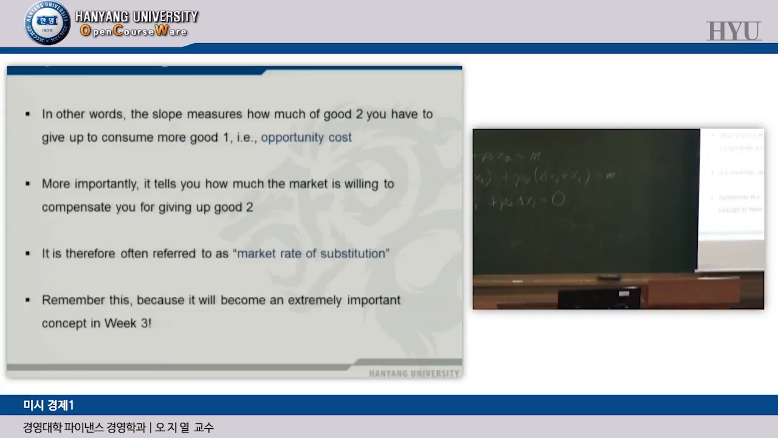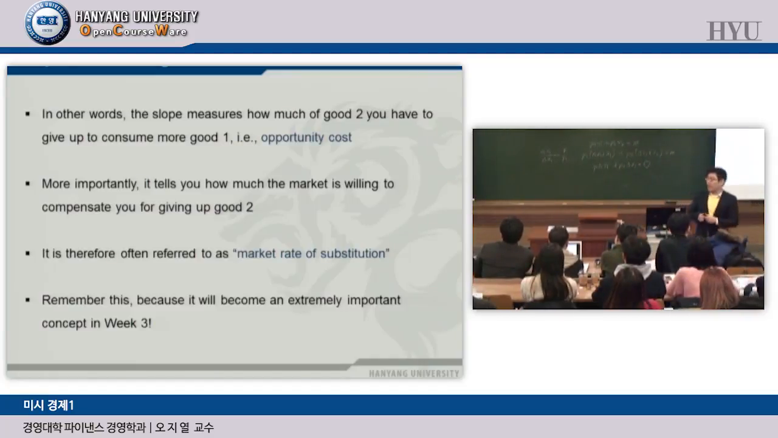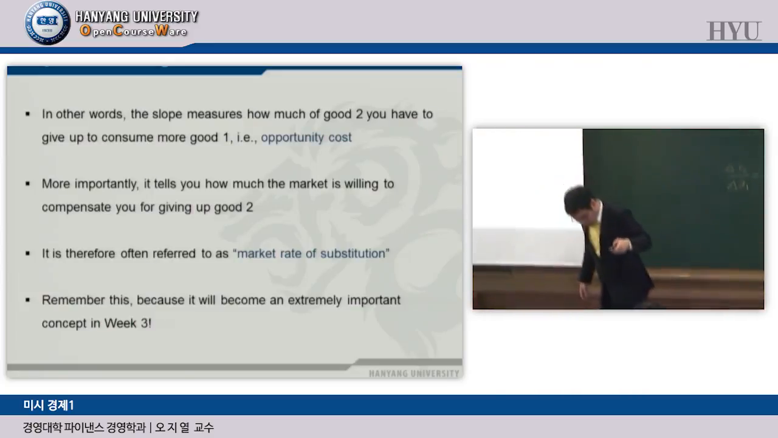Every one of you has your own subjective, individual opinion about how much you're willing to give up in terms of chicken and beer. But there's always one fixed rate determined in the market of how much the market as a whole objectively is willing to compensate you for giving up 1 whole chicken. So that's why it's called a market rate of substitution.